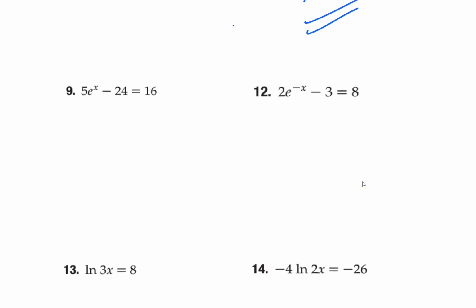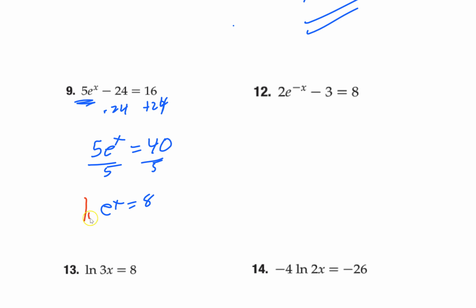Let's move on. A little tougher. Like, oh, there's more stuff there. Oh, what am I going to do? Well, you're just going to add 24 to both sides, right? Try to isolate this. 5e to the x equals 24 plus 16, so 40. Now here, again, still cannot take natural log. There's a 5 there. Get that 5 out of the way. Divide by 5. e to the x equals 8. And now, e to the x all alone, perfect. Take natural log of both sides. These cancel out. x equals natural log of 8.